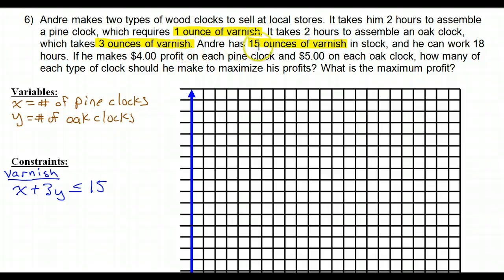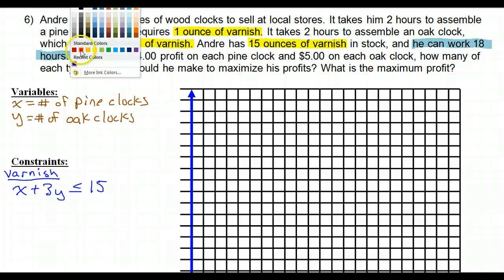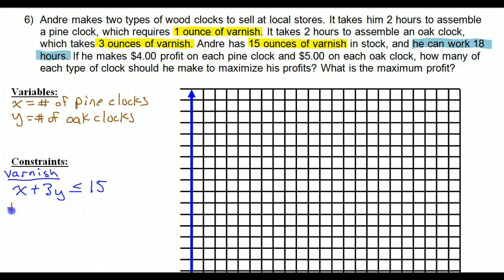Let's see. Andre has 15 ounces of varnish, and he can work 18 hours. Okay, that is a constraint. That's a limitation. He can only work 18 hours. Okay, so this is a time constraint. So let's label that time. Okay, he has a time constraint. 18 is the max. That's going to wind up over here on the right hand side.